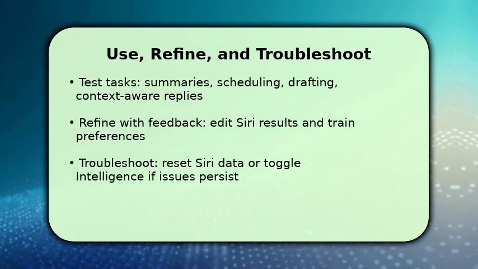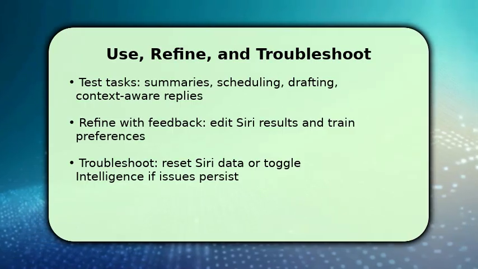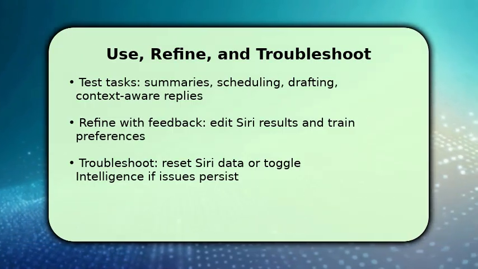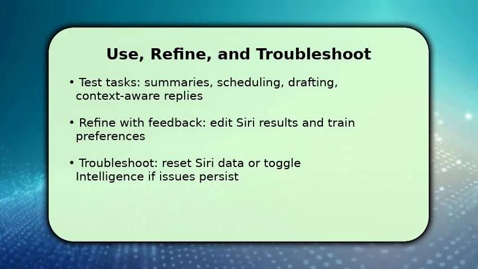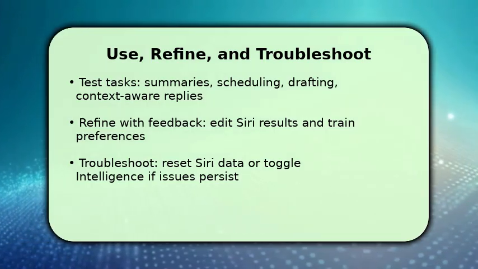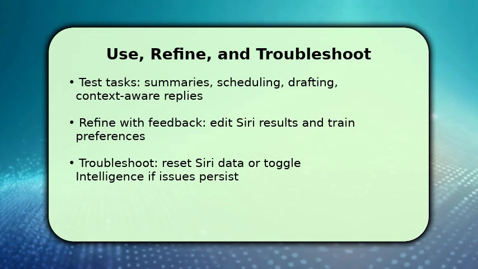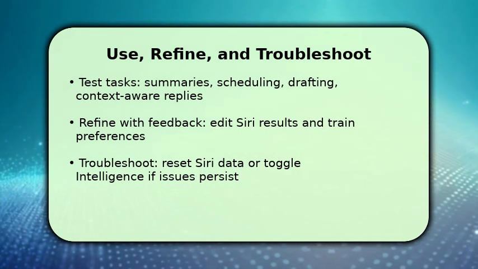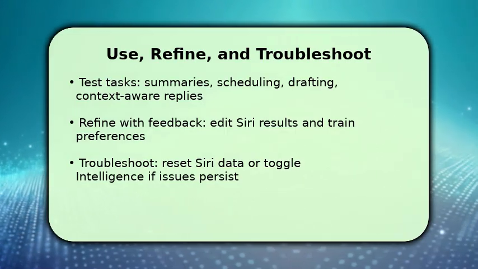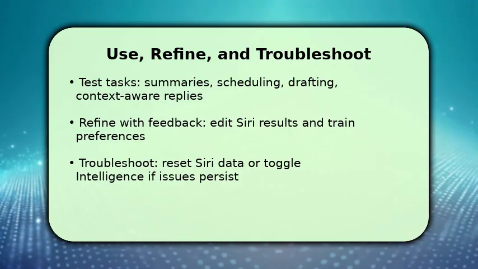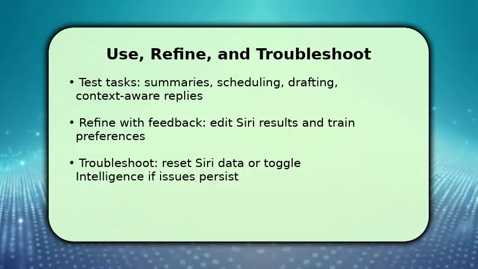As you interact, refine outcomes by editing suggestions and giving feedback so the system learns your style and priorities. If Siri misinterprets context, try retraining by reissuing a command clearly, then adjust permissions or shortcuts. If problems continue, reset Siri settings or toggle Apple Intelligence off and on. This often clears cached models and restores expected behavior.